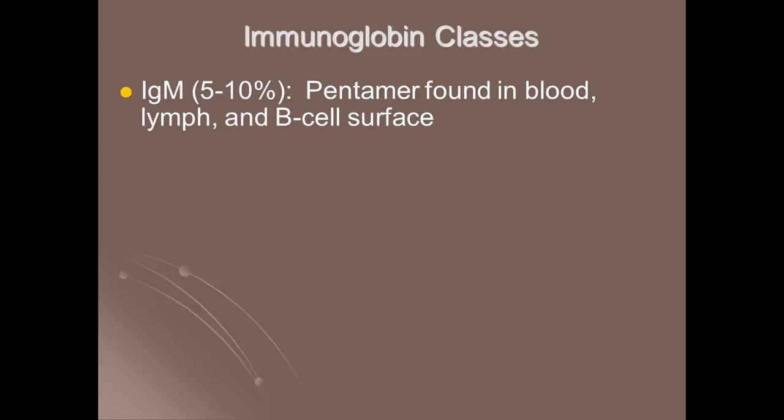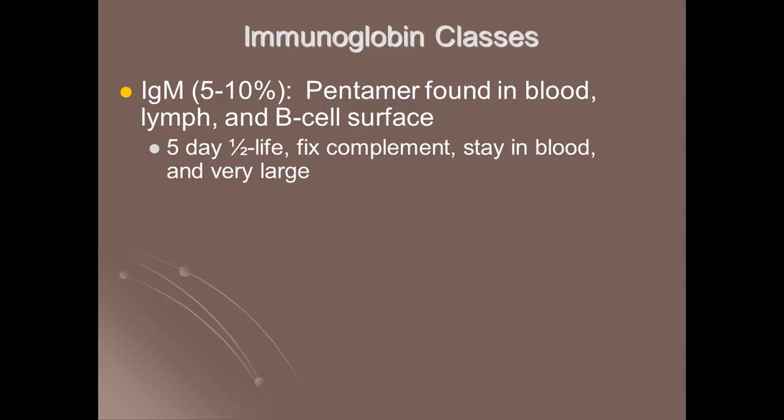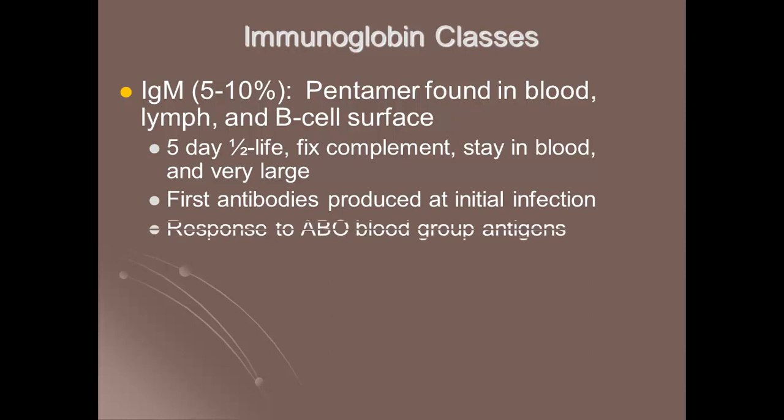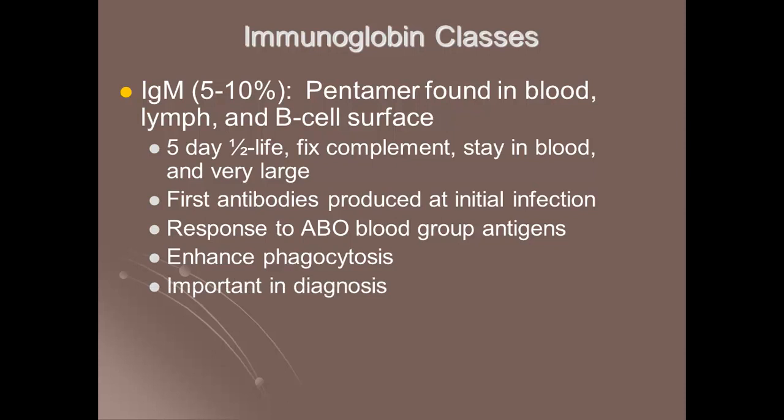IgM is a pentamer, and it's 5 to 10% of serum antibodies. It's found in the blood, the lymph, and on B cells. It has a half-life of 5 days. It fixes complement, and it stays in the blood, and it's very large. It agglutinates microbes. It is the first antibody produced in response to infection. It's involved in response to the ABO blood group antigens, so it's responsible for incompatible blood transfusion reactions. It enhances phagocytosis. It's very important in diagnosis because it's short-lived and only found at the beginning of infection, so at the initial infection.